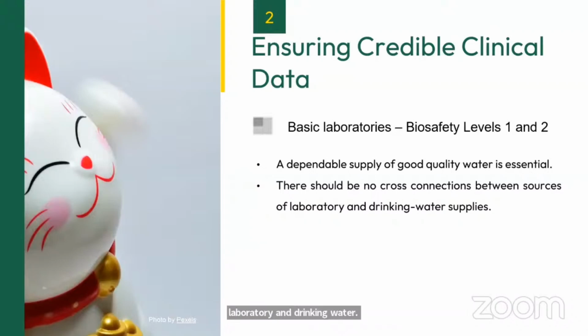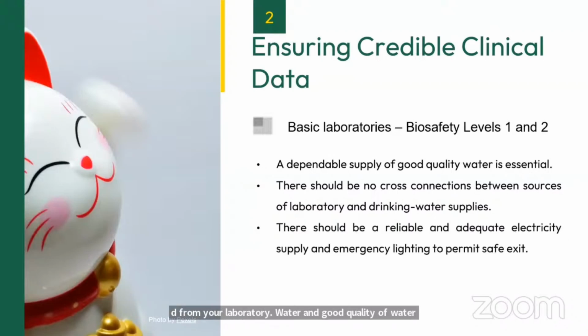Segregated drinking water should be separated from your laboratory water, and good quality water should be available for both purposes. There should be a reliable and adequate electricity supply, and emergency lighting to permit safe exit. So there should be a glowing path or any type of reflections available whenever it is dark, to have a safe exit in case of emergencies.